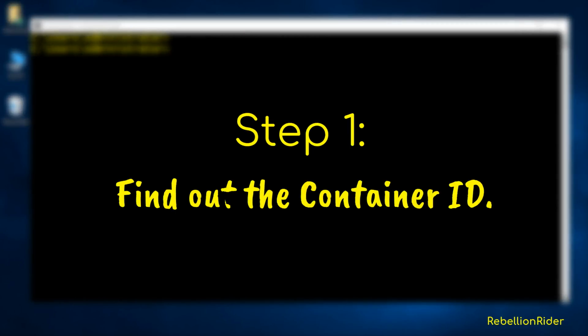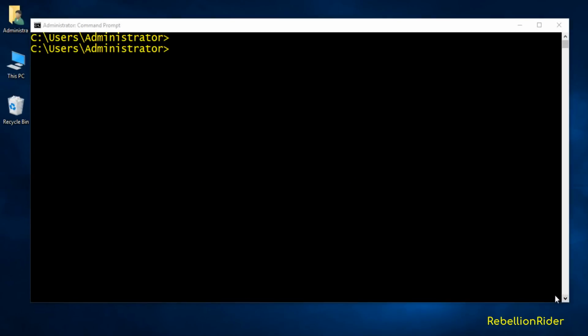Step 1. Find out the container ID. To unlock the user, we need to find out the database service corresponding to our pluggable database which is containing our sample schemas. For that, we require the container ID of that pluggable database. Let's quickly find out that container ID.